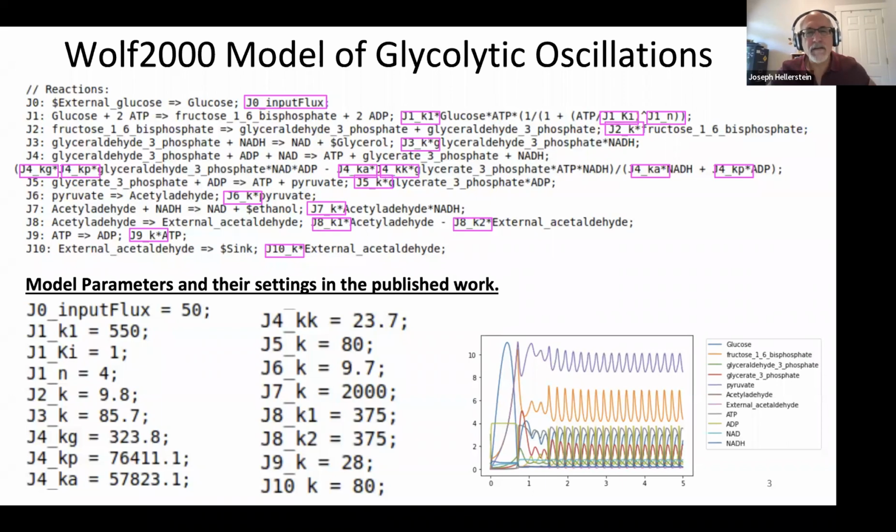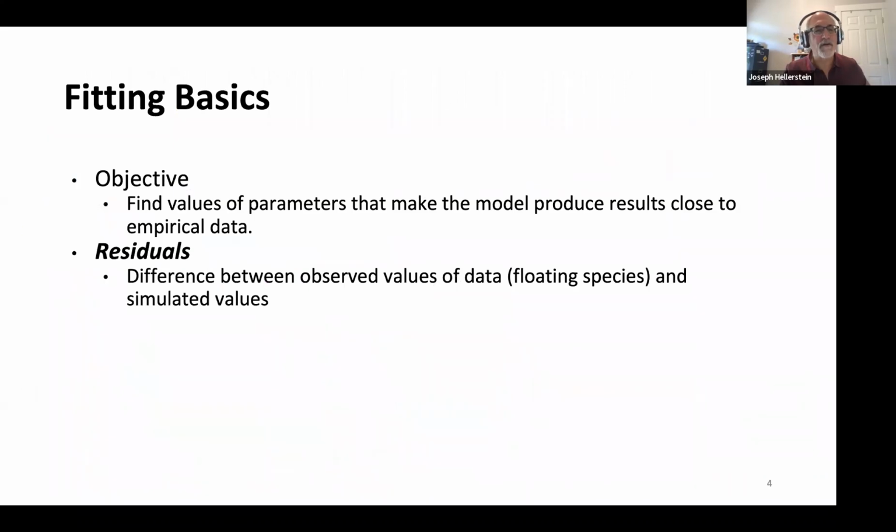Needless to say, this will ultimately become a system of nonlinear ordinary differential equations. And so this whole system here, needless to say, is nonlinear, and the constants participate in the characteristic of the nonlinearity. So this is a non-trivial system to solve for those constants. So let's talk about how we formalize this whole process. The objective is we want to find values of these parameters that makes it so that the model produces results that are close to the empirical data.